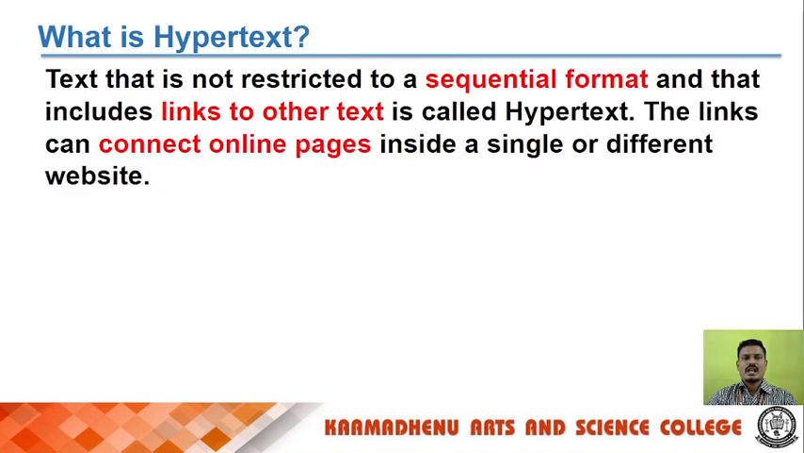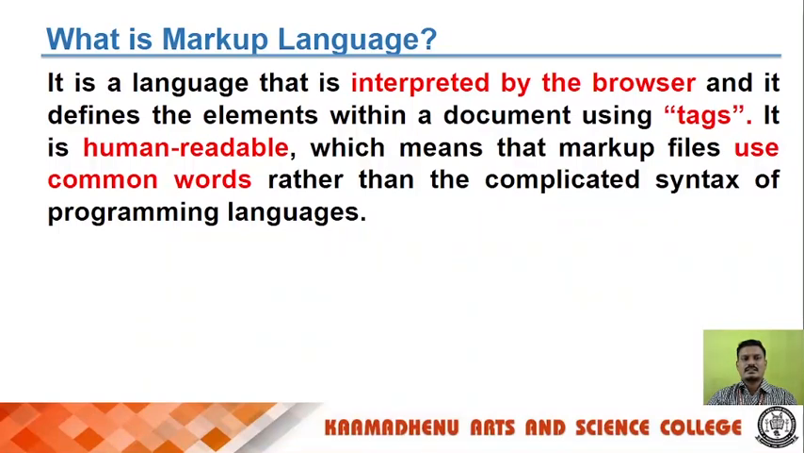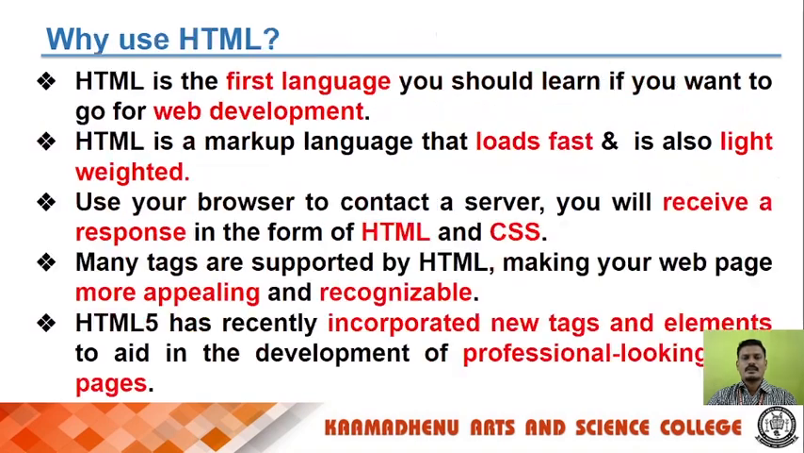Next we are going to see about hypertext. Text that is not restricted to a sequential format and that includes links to other text is called hypertext. The links can connect web pages inside a single website or different websites. Next, what is markup language? It is a language that is interpreted by the browser, and it defines the elements within a document using tags. It is human readable, which means markup files use common words rather than the complicated syntax of programming languages.